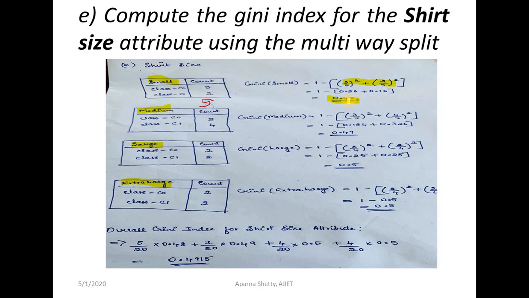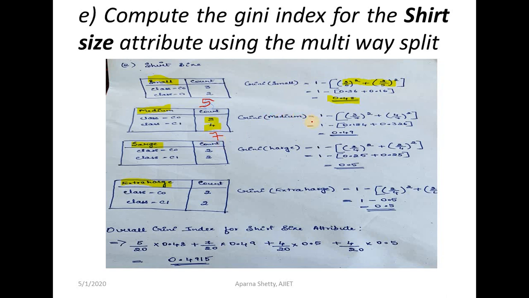Okay, same way for medium, count the number of records that belong to class 0 and the number of records that belong to class 1. So 3 records belong to class 0 and 4 records belong to class 1 for shirt size medium. Here the total number of records that belong to medium is 3 plus 4, so 7 records are there. Total number of records having shirt size medium is 7.